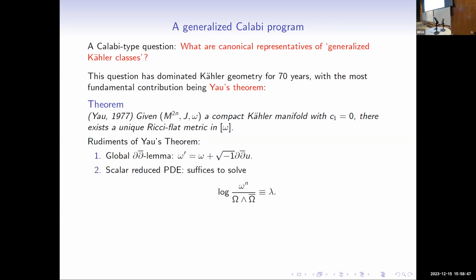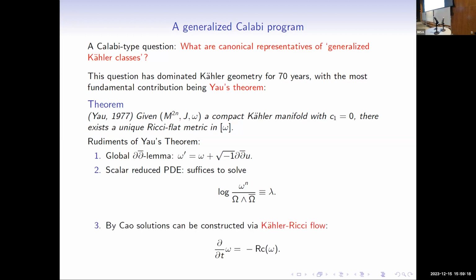And then, of course, the key point that makes it so tractable versus other special holonomy questions is that you get this scalar reduced PDE. So to solve for a Ricci flat metric, it suffices to solve this Monge-Ampère equation. Here I've cheated a little bit, and I've already assumed the existence of a holomorphic volume form. That's the big omega. Okay, so this equation, if you have that this particular scalar is constant, the metric is Ricci flat.